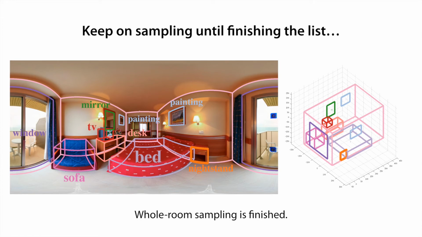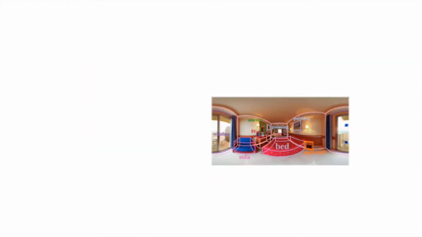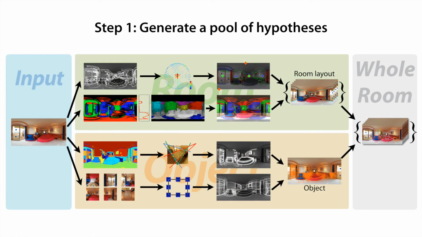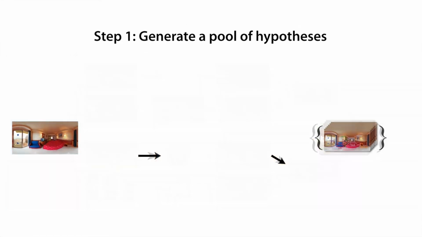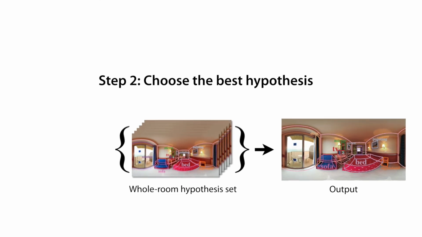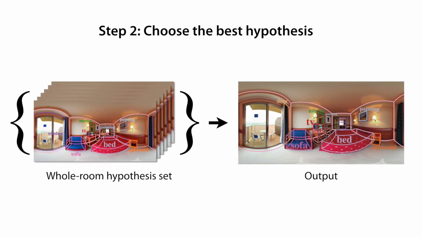Guided by bottom-up and top-down information, we can efficiently sample a large but manageable number of whole room hypotheses, and the quality of these rooms is significantly better than random sampling. Now, we have finished step 1, in which we generate many whole room hypotheses. In step 2, we will introduce how to find a good room from all the hypotheses as the output of our system.